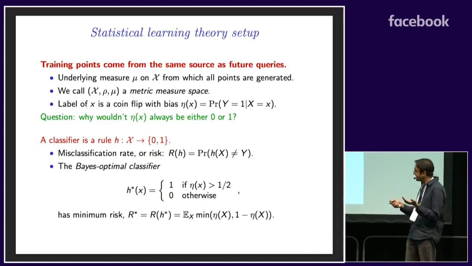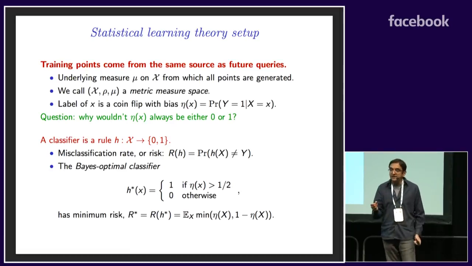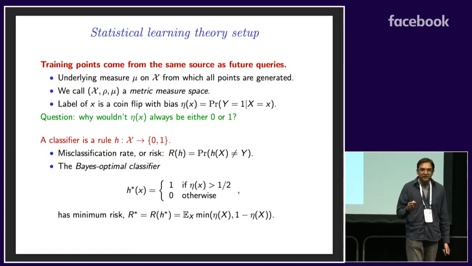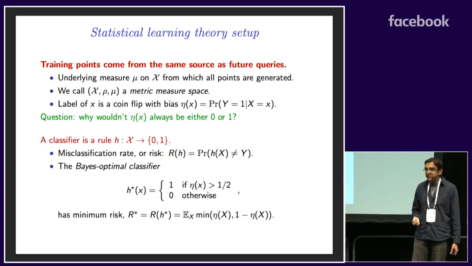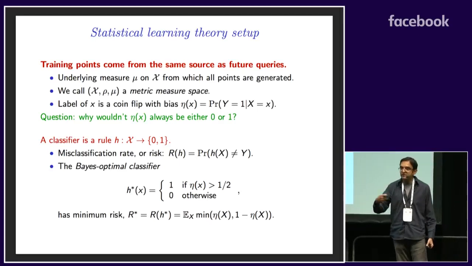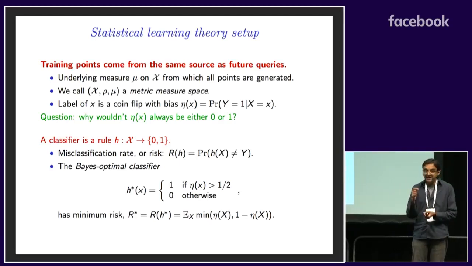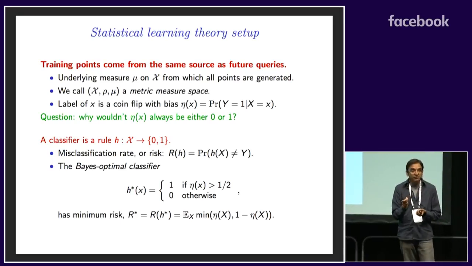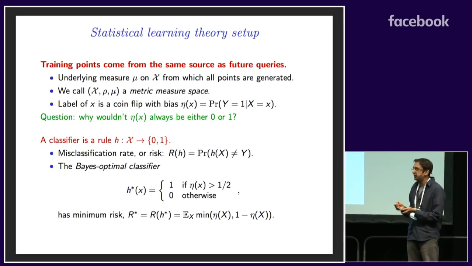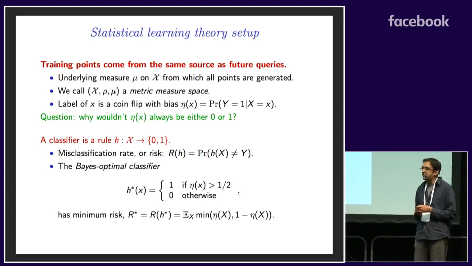And now each x has a label. For simplicity, let's say the labels are binary, 0 or 1. And for any given x, there's a probability of it being 0 or 1. Okay, so you can imagine that the way a point is generated is that it's sampled from this distribution mu, and then a coin is flipped with this particular bias, eta of x. Okay, and that tells you whether the label is going to be 0 or 1.